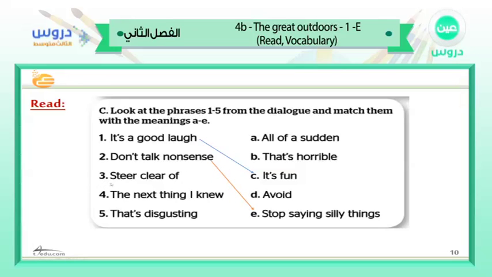As we said, steer clear of. When he said steer clear of Thunderbolt, it means avoid. Very good. Avoid. The next thing I knew, yes, it's all of a sudden. Suddenly, or the next thing I knew. That's disgusting. That's horrible. Very good.